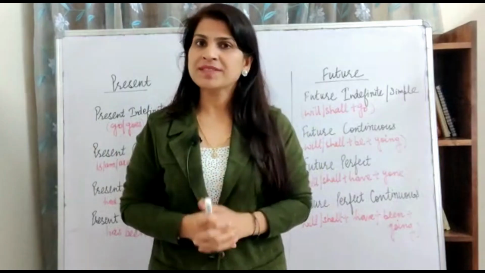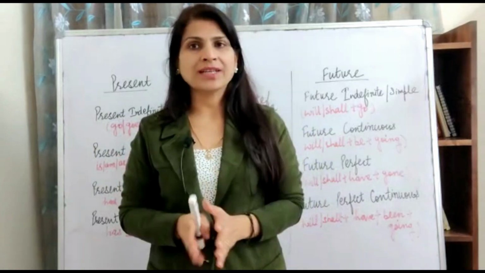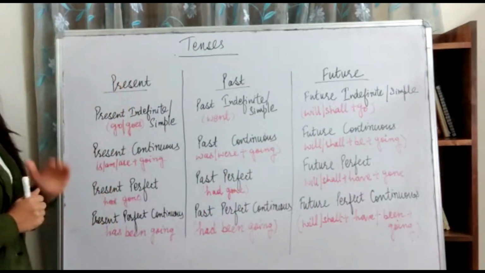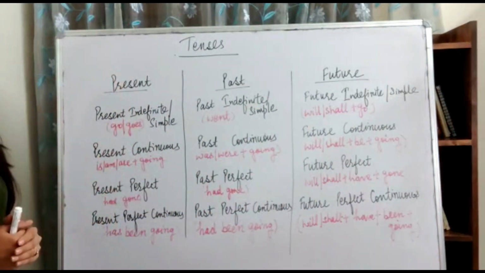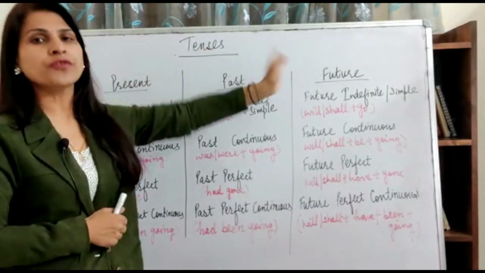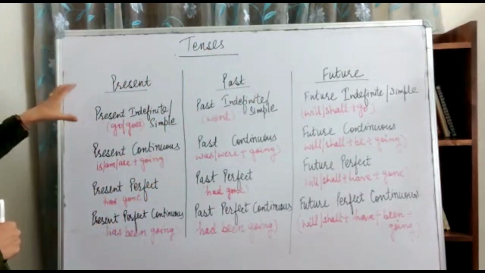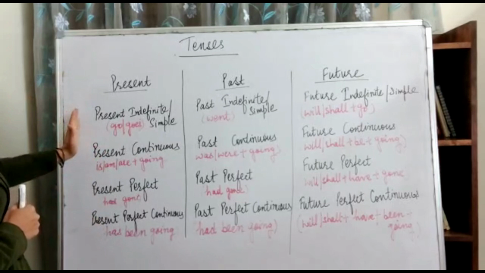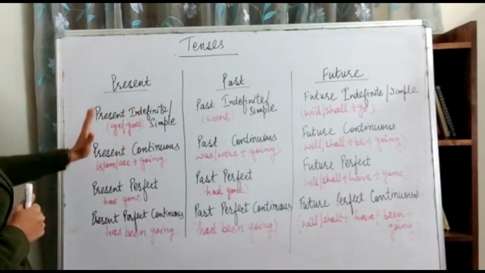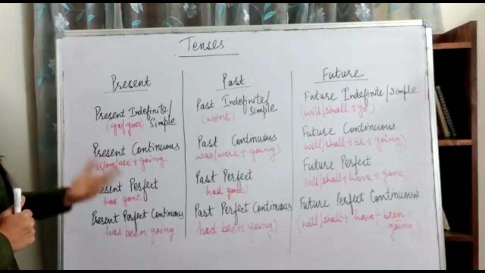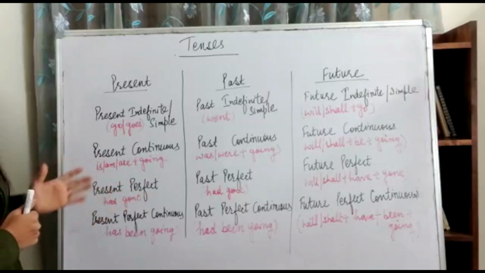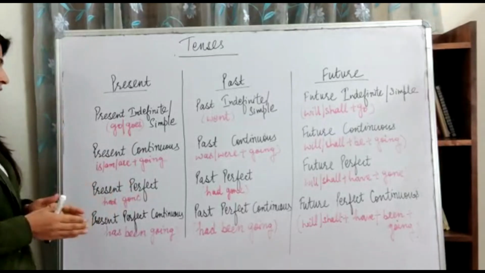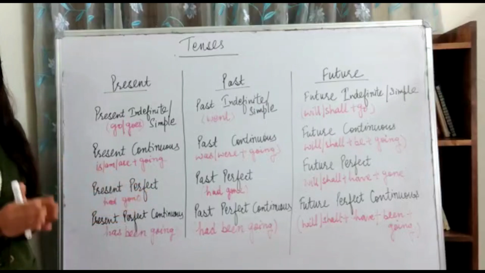On the basis of time and on the basis of action, we divide the tenses in these 12 forms. We know that the time is in 3 forms, that is the present, past, and future. Now let's see how the time and the action are connected with each other. In present, first we have the present indefinite tense. Present indefinite tense shows the actions which are the habitual actions, which are the universal truths, and there are so many other things also. Present continuous shows that the action is going on in the present.